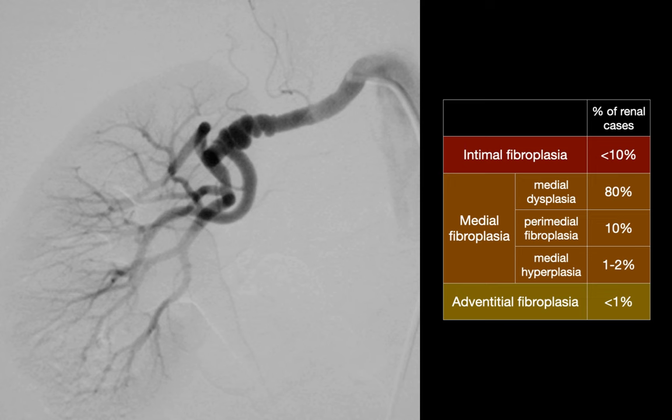Medial dysplasia, seen in 80% of renal cases and most carotid cases. Perimedial fibroplasia in about 10 to 15% of renal cases. And medial hyperplasia in 1 to 2% of renal cases. Adventitial fibroplasia is uncommon.